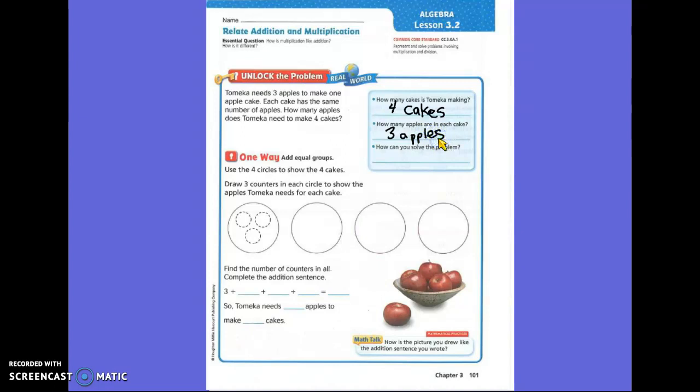How can you solve this problem? Think about what we did yesterday. How can we solve this problem? Skip count by 3. You can do that. Don't we say skip count by 3s 4 times? Yeah, sure. Skip count by 3s 4 times. Adding 4 times is a good idea, because then you don't want to keep going fast.